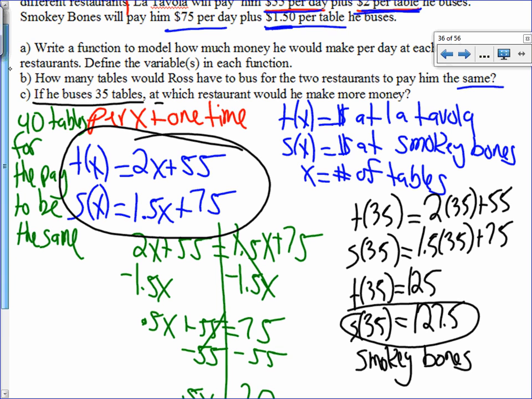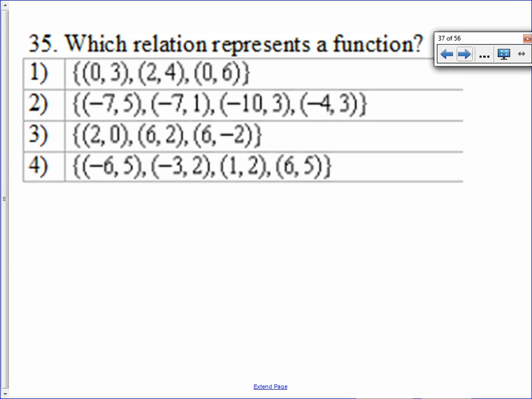That was 34. 35, all right, a smooth one.